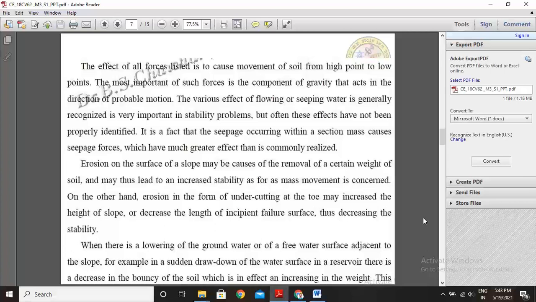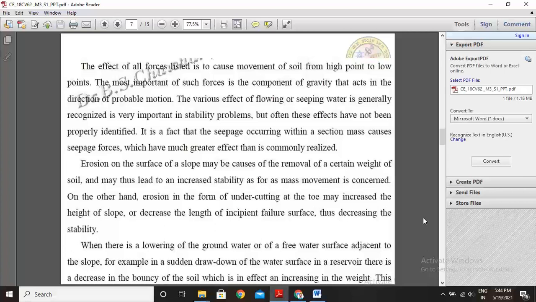Erosion on the surface of a slope may cause the removal of a certain weight of soil and may thus lead to increased stability as far as mass movement is concerned. So this is due to erosion of soils. On the other hand, erosion in the form of undercutting at the toe may increase the height of the slope or decrease the length of the incipient failure surface, thus decreasing the stability.